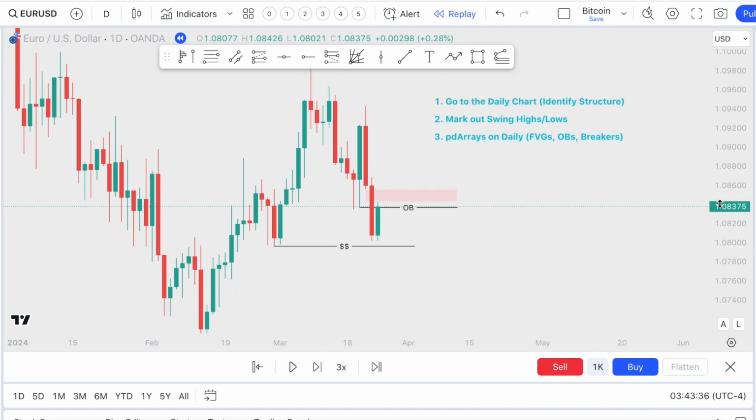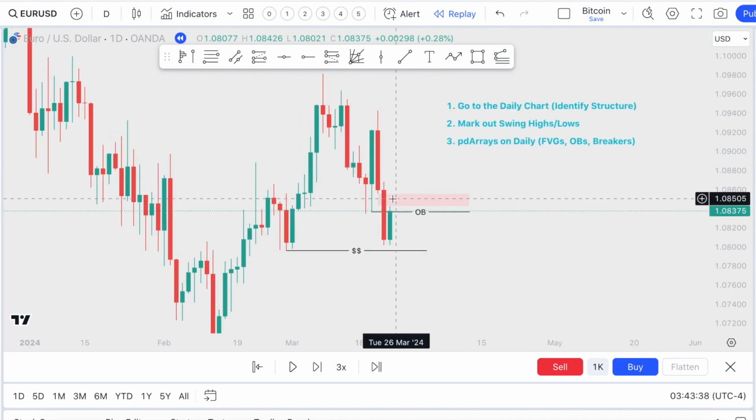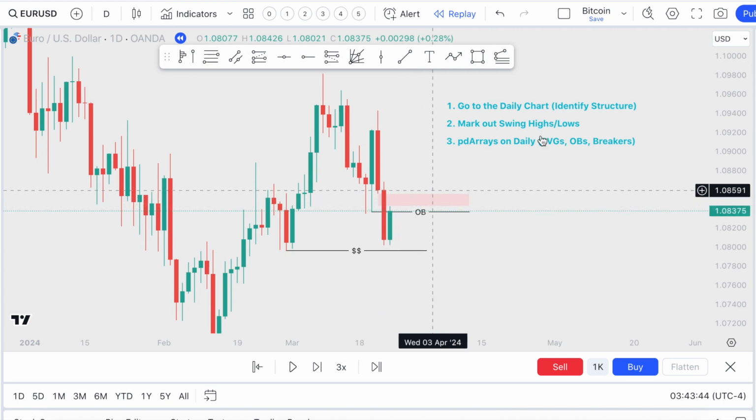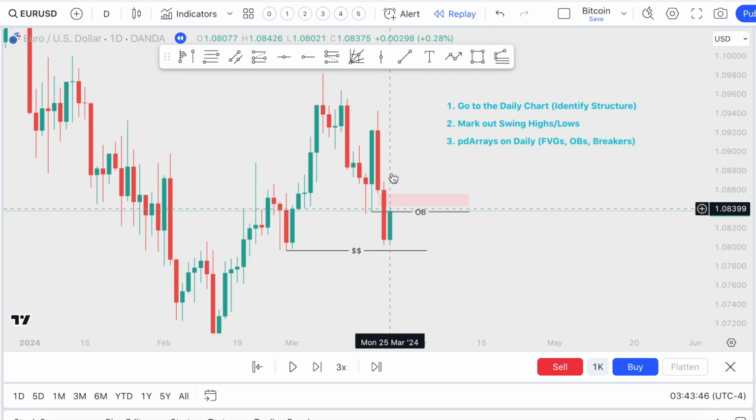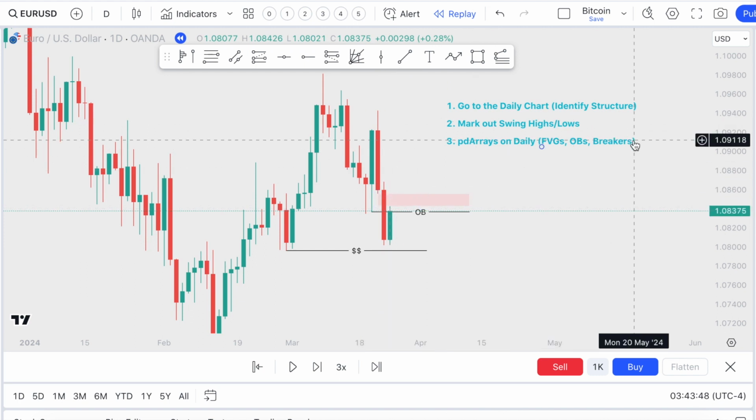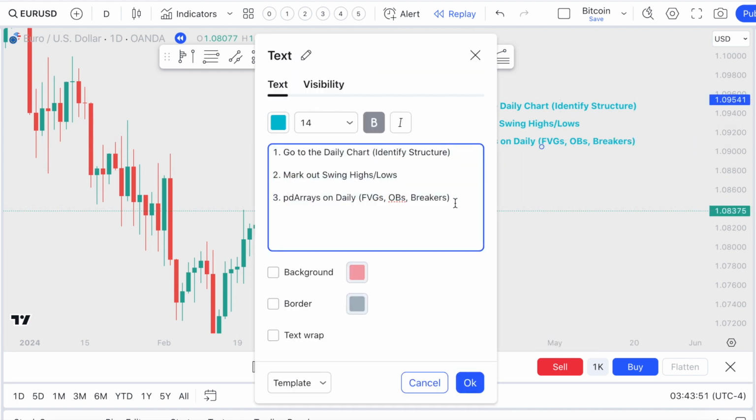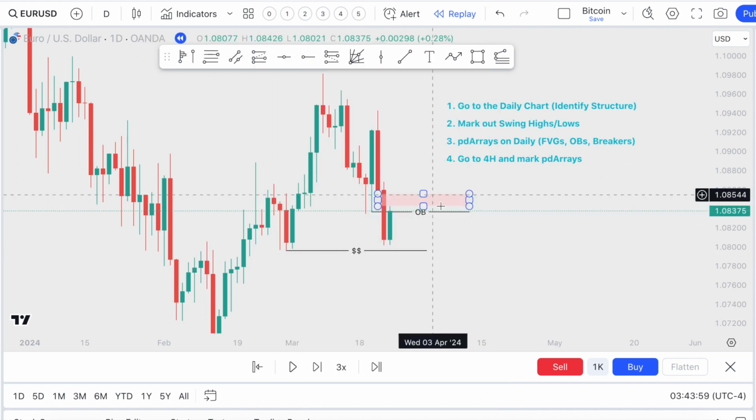Okay, so what we're looking for now is a short entry within this fair value gap inside of the order block, right? That's what we're looking for. But like I said, it's a really big range. So what we want to do next is go to the 4-hour time frame and mark the PD arrays. So again, fair value gaps, order blocks, breakers within the daily ones, or really close to the daily ones, right?